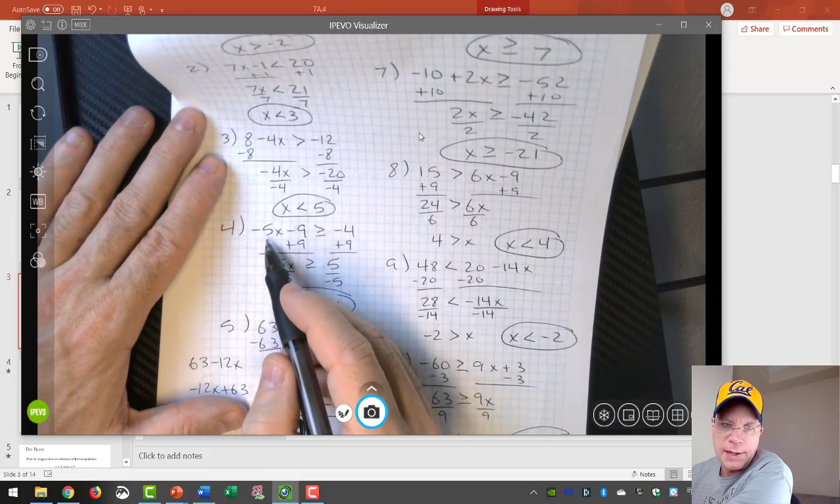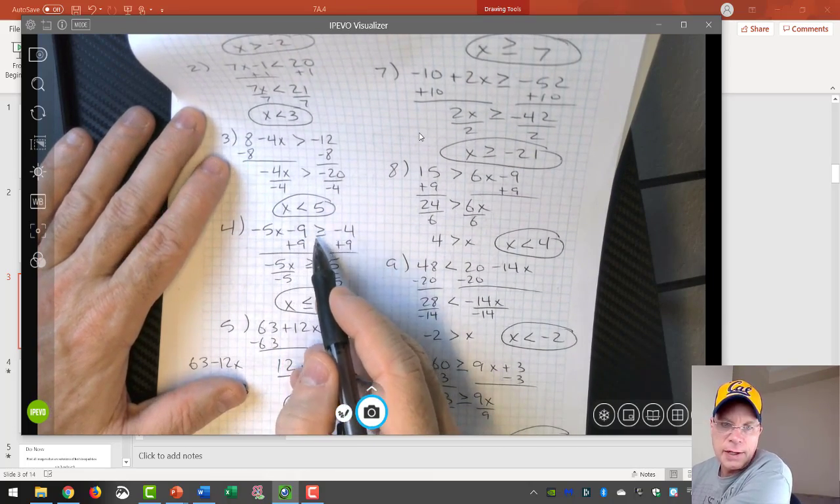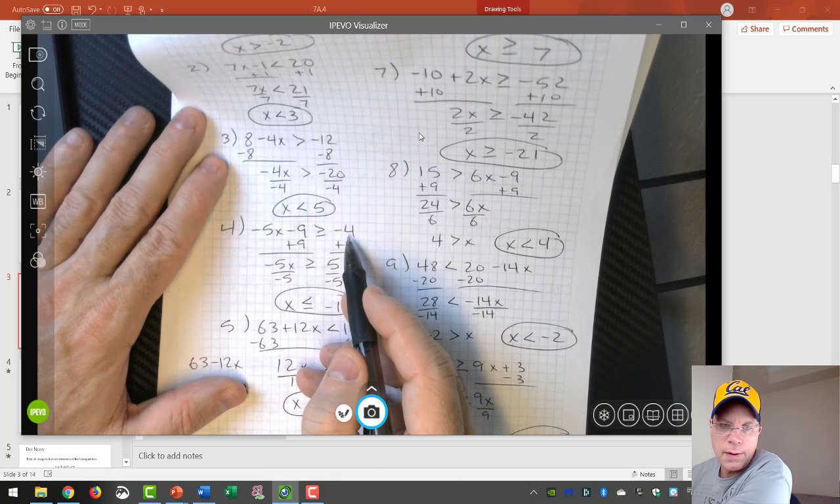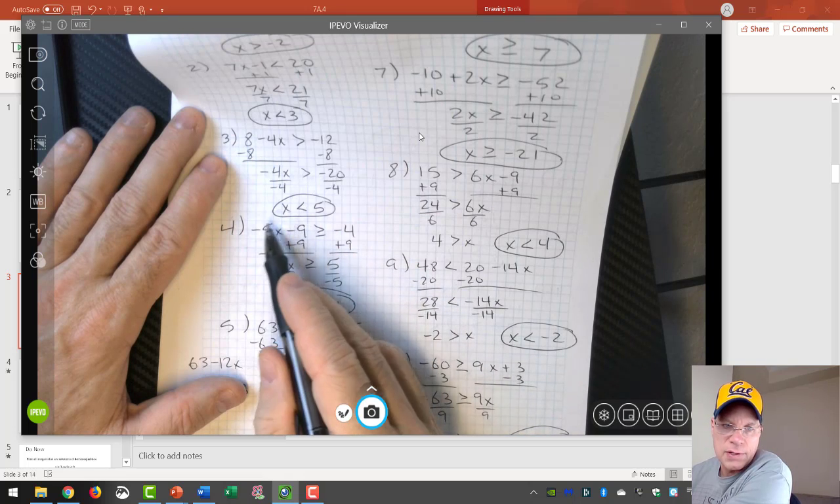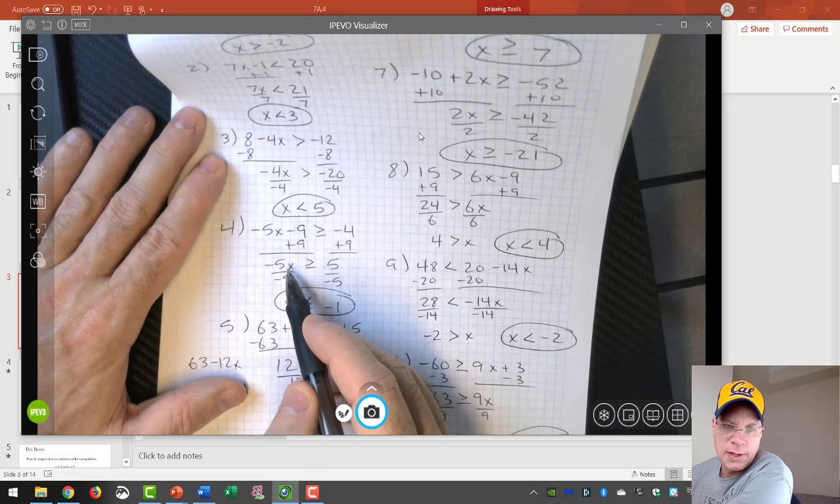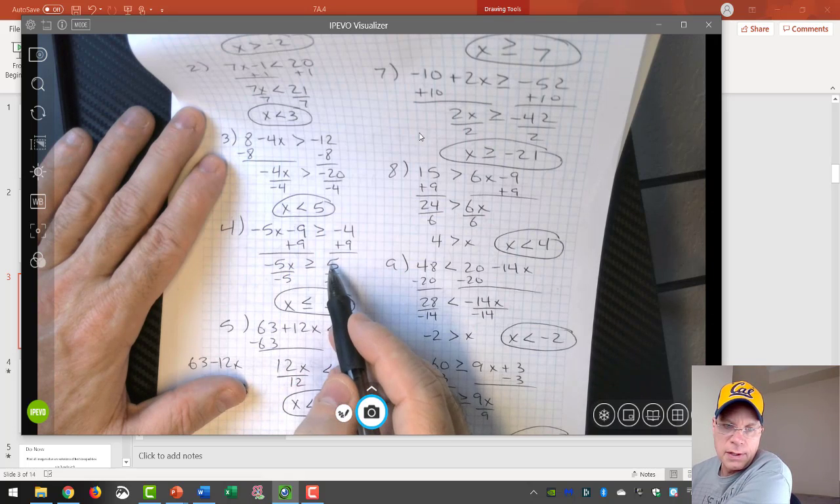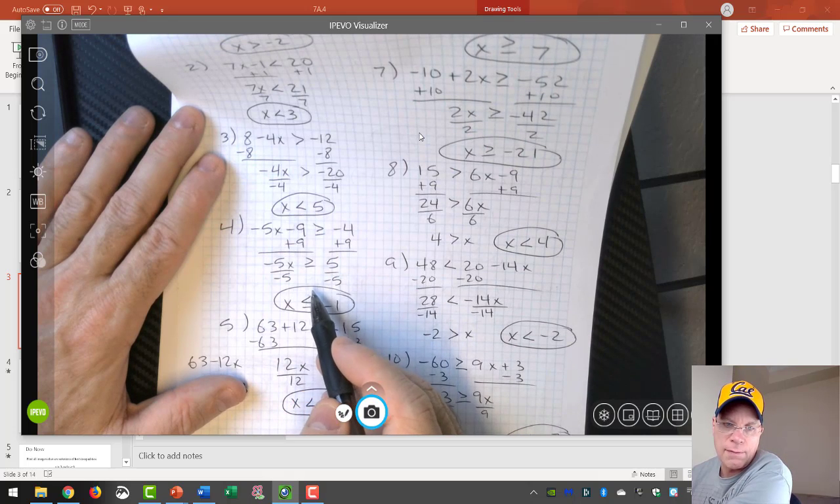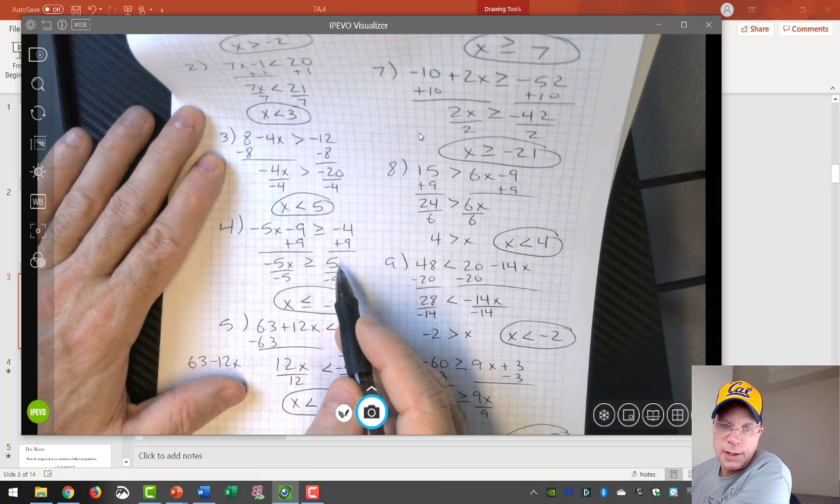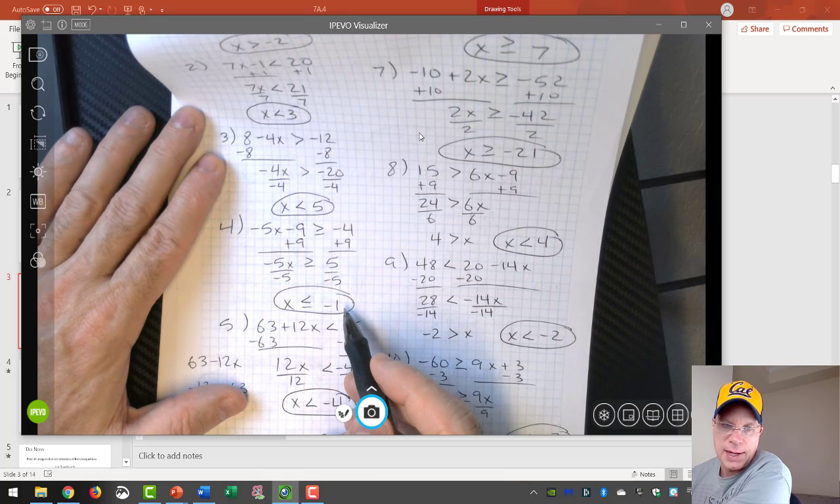Number 4, negative 5x minus 9 is greater than or equal to negative 4. You add 9 to both sides. Negative 4 plus 9 is 5. I still have this variable term, negative 5x, and I make it 1x by dividing by negative 5. Divide both sides by negative 5. I divided by a negative, so I reverse the inequality symbol. Greater than or equal to becomes less than or equal to. And 5 divided by negative 5 is negative 1.